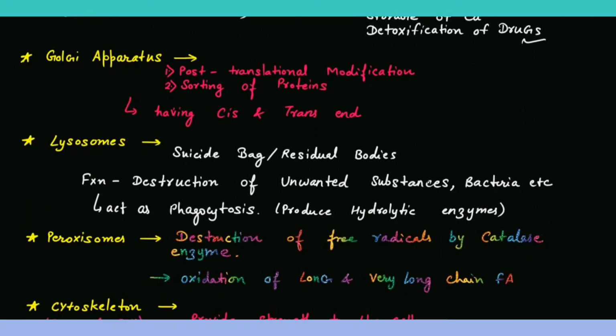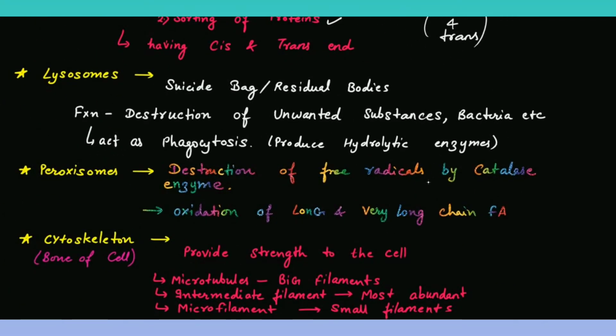The next is the Golgi apparatus. Next organelle we have is the Golgi apparatus. It does post-translational modification. So what is the function? Post-translational modification and sorting of the protein. And there are two faces, the cis face and the trans face.